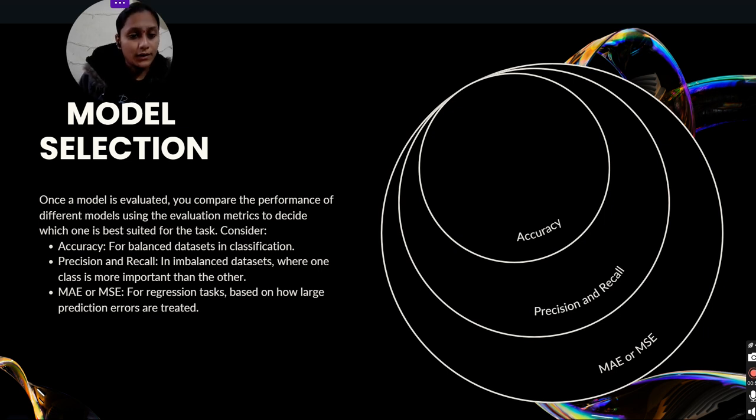Consider accuracy for balanced datasets in classification. Second, precision and recall in unbalanced datasets where one class is more important than the other. Third is MAE or MSE for regression tasks, based on how large prediction errors are treated. So this is a diagram which tells us what are the parameters to select a model.